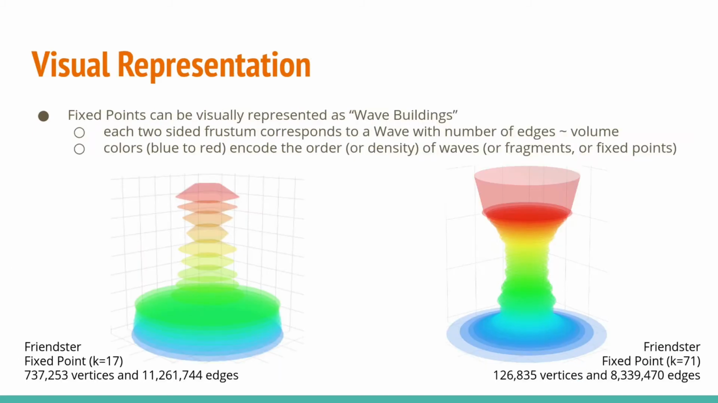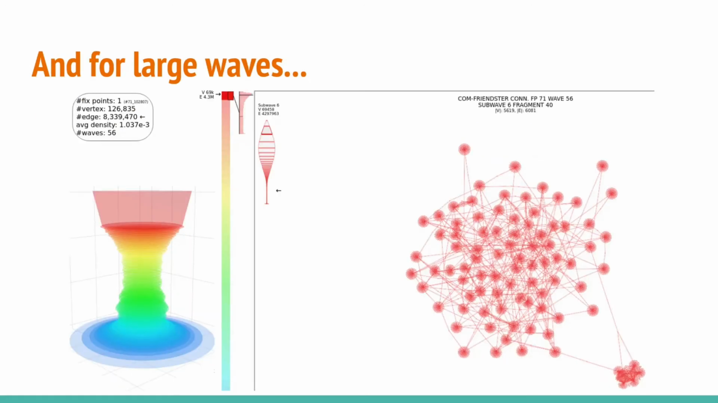Using the wave decomposition, we can represent fixed points as wave buildings. The volume of each double frustum corresponds to the number of edges in the corresponding wave. This provides a visual map of fixed points, allowing a user to select subgraphs of a fixed point for further inspection. When a wave is still too large to view directly, one can further navigate through its constituent fragments.